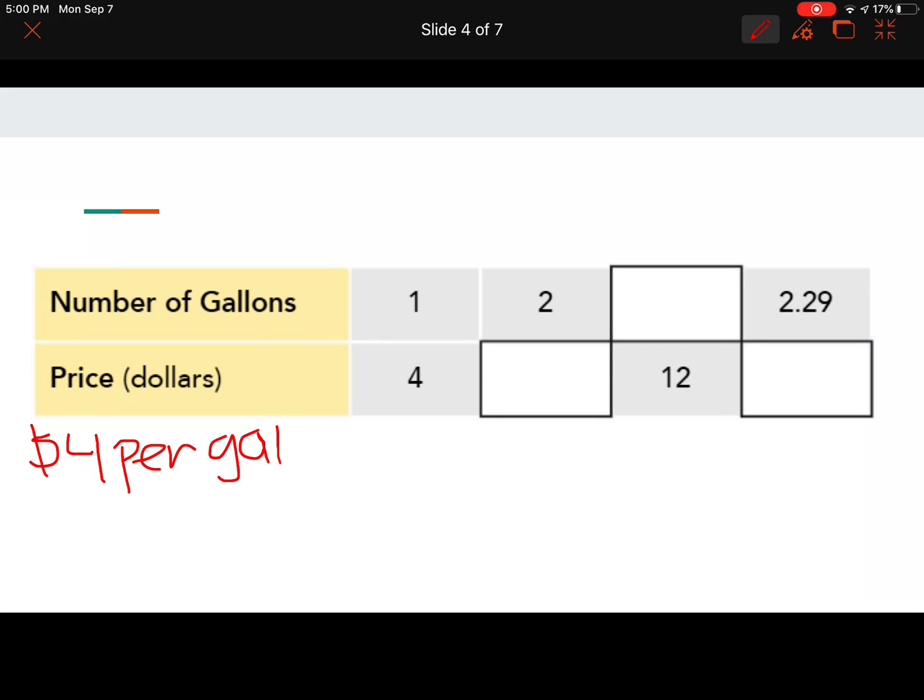Now we're going to continue on filling in those blanks, okay? So now I have 2 gallons. I know it might be really easy math for you to figure out, but when we get to our last number, we have a decimal, and that's not the easiest thing to figure out. So we're going to plug it into a formula, okay? So if I have 2 gallons, that's going to be 2 times 4 will tell me the total price. So we know 2 times 4 is 8, okay?